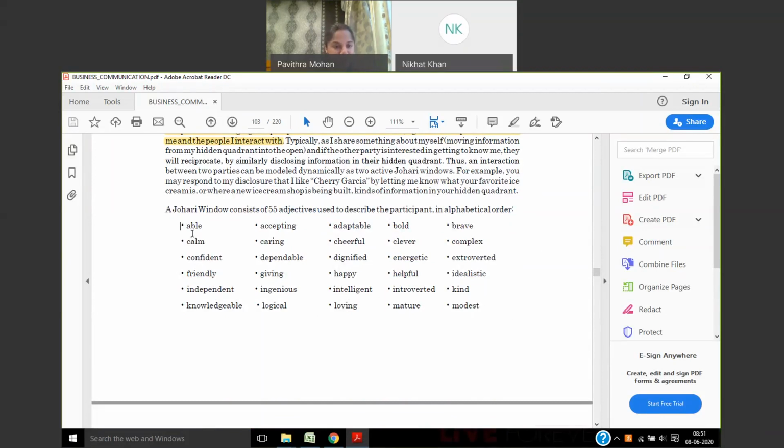That is, try to be able, try to be accepting, try to be adaptable, be bold, be brave, calm, caring, cheerful, clever, complex. They have given 55 adjectives, and they have told when you use all these adjectives, you will try to be in an open quadrangle, and it will be easier for you to start communication.